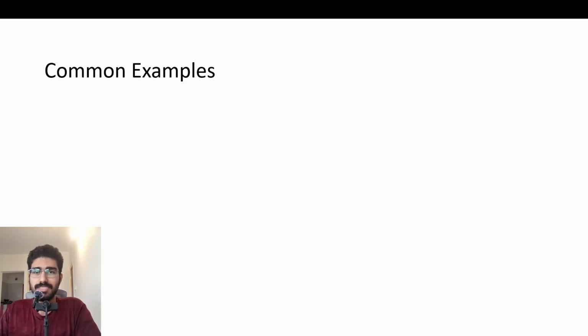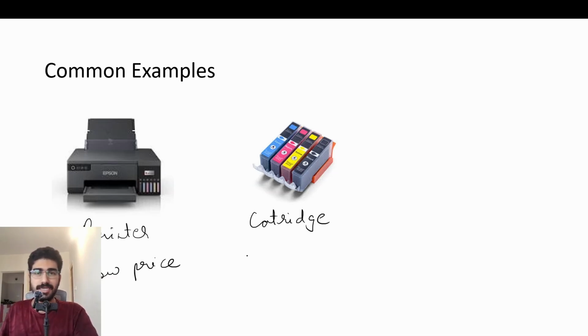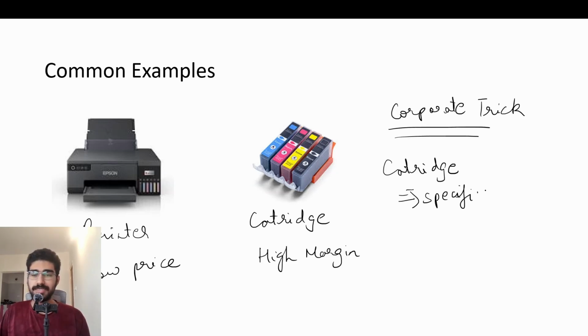Now let's understand how this simple economics is being used by multinational companies in order to make a huge profit. The most common example of the razor blade business model is the printer and the cartridge. Printers are usually sold by the company at a very low price, whereas the recurring ink cartridges are usually sold at a high profit. One corporate trick used by the companies that sell printers is that the cartridge is specifically designed so that it only fits a specific model and a brand's printer.